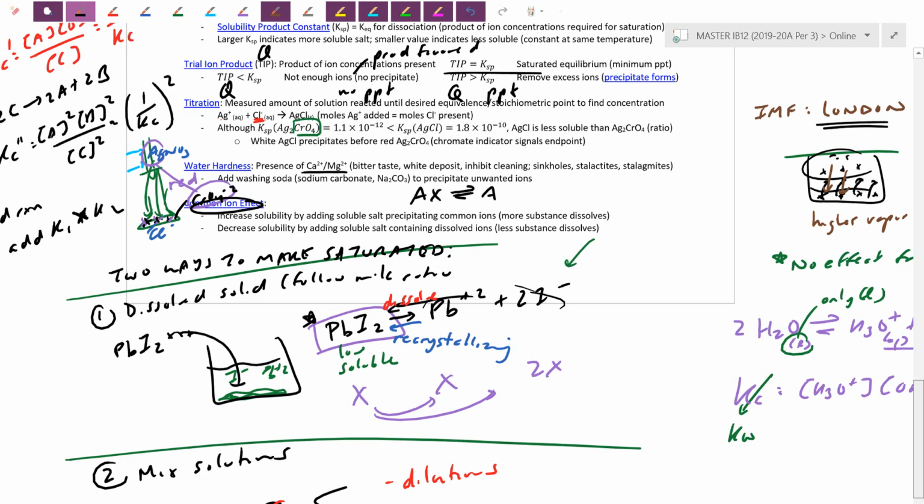If I have a solid AX becoming A+ and X-, the question here is how can I increase the solubility? If I have all this hard water, I have all these ions, I don't want all these ions in solution, I want to crystallize them out. It's basically back to Le Chatelier. You can increase the solubility, you can make more dissolve. That just implies that you shift right. So what can you do to shift right?